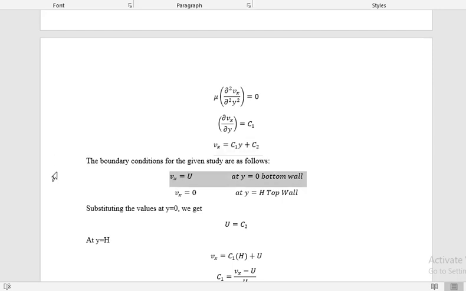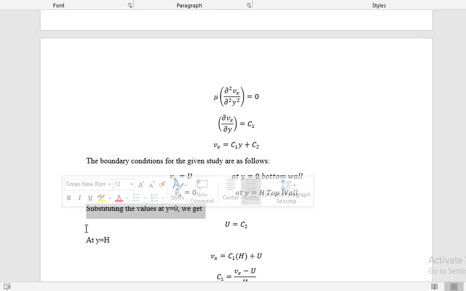The first boundary condition is similar to what we did in the previous lecture: at y equal to 0, meaning near the bottom wall, the velocity v is equal to U because the wall is moving with the velocity U. This is our first boundary condition: at y equal to 0, v_x is equal to U. The second boundary condition is at the top wall, which is fixed, so the velocity at that fixed wall will be 0.